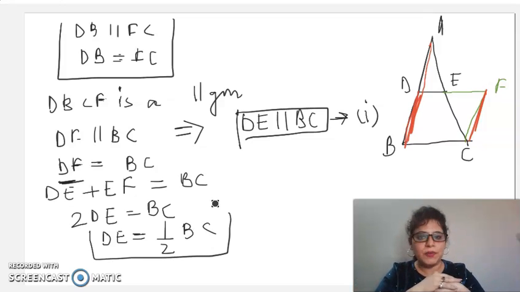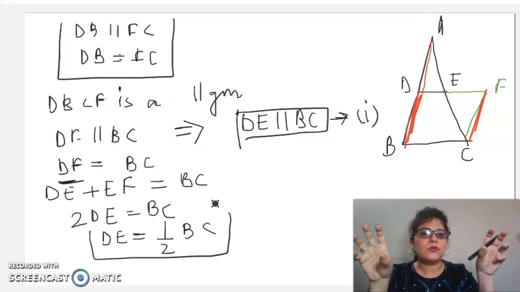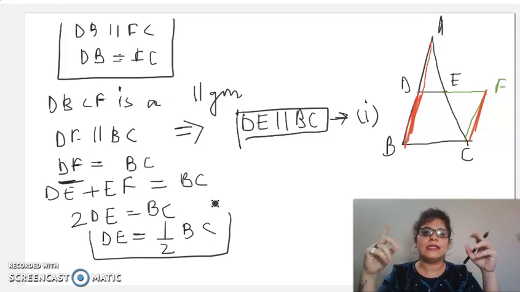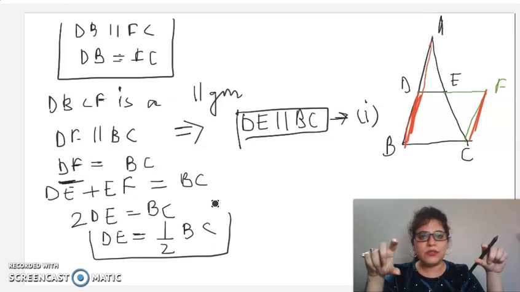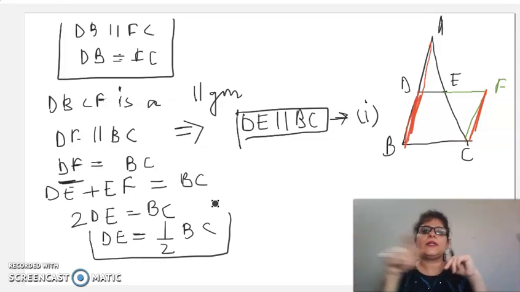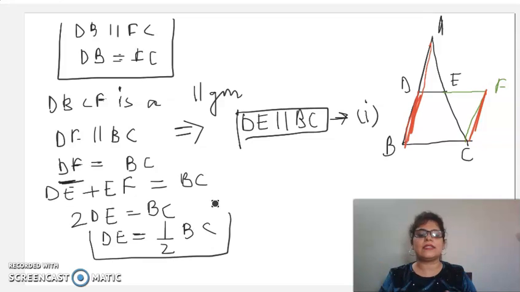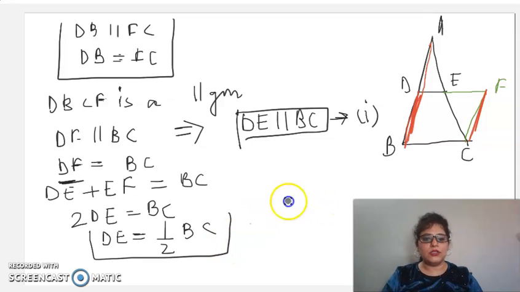Alright, I hope everything is clear to you. We made two triangles congruent, proved the lines parallel using alternate interior angles, and proved the parallelogram. That's how we got the parallel lines, and then that's how we get that DE is equal to half of BC as well. So this is what was required, and we have proved it with a very beautiful smile.